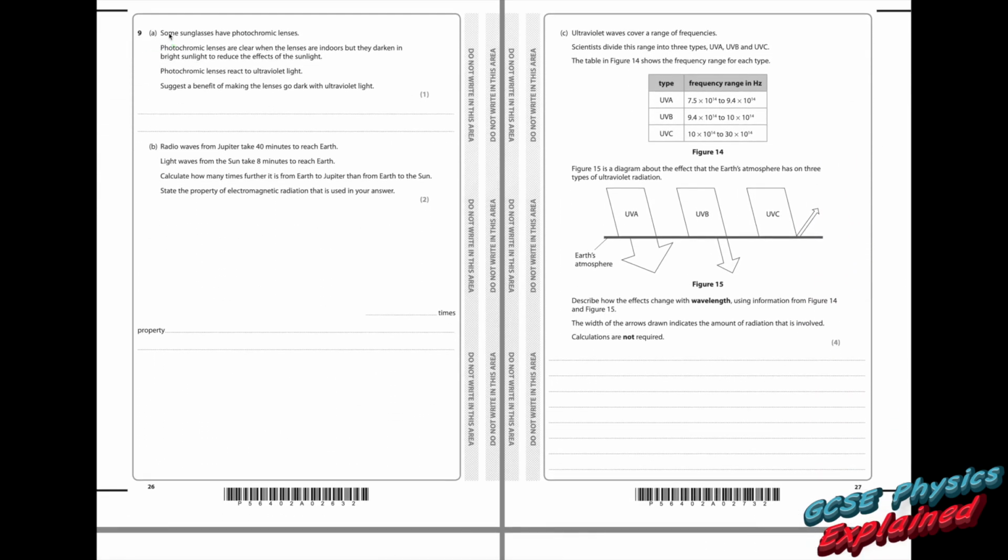Question number 9. Some sunglasses have photochromic lenses. Photochromic lenses are clear when the lenses are indoors, but they darken in bright light to reduce the effects of the sunlight. Photochromic lenses react to ultraviolet light. Suggest the benefit of making the lenses go dark with ultraviolet light. Well, it protects the eyes from the UV light.